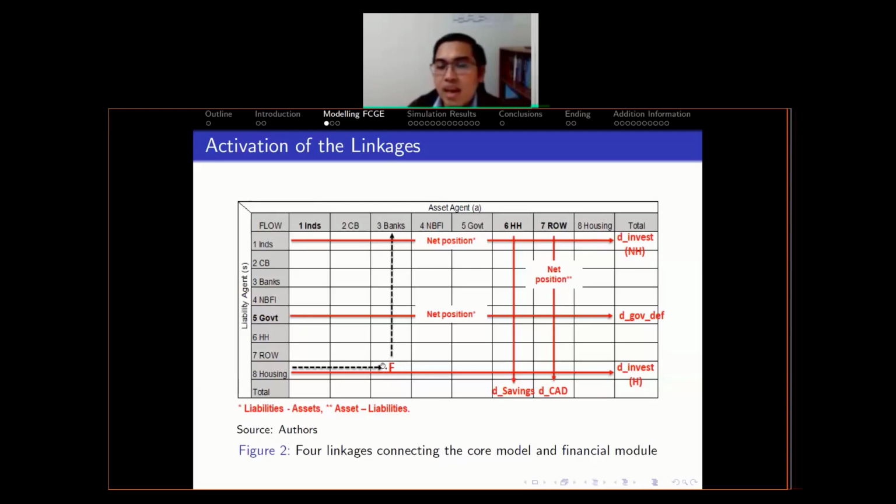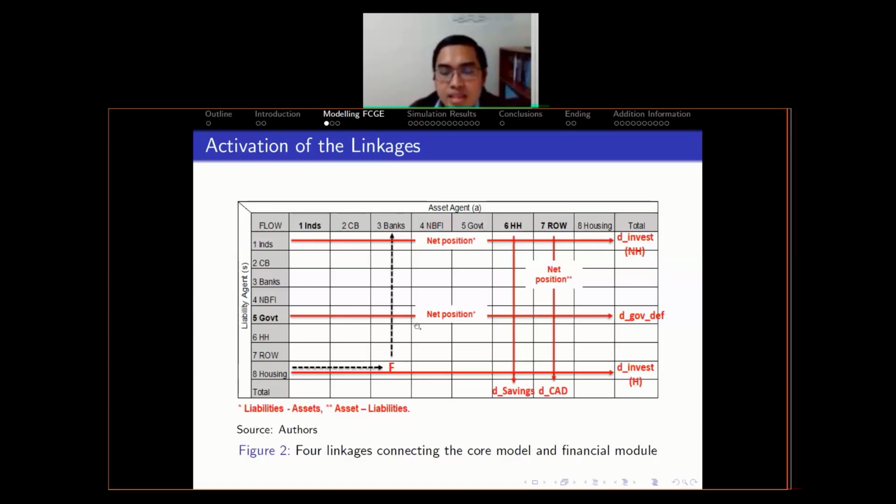So for example, the F cells here represent how much housing needs to raise, how much liability housing needs to issue and be held by the asset agent, which here is the banks. Simply, it's the banks financing the housing sectors. So summing up all of the liability of the housing is the financing of housing investment in the real sectors. And the net issuance of the liability of the industry in the financial module is the financing of the investment in the real sector.